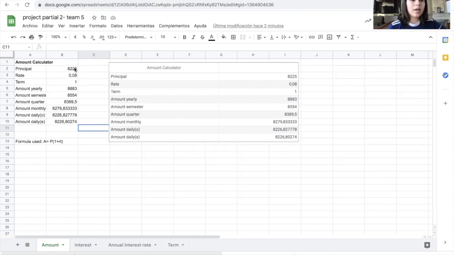So for example, let's change here a bit. We could say that our principal is now 7,655 pesos, dollars, whatever currency you're using. And we're gonna keep the rate and the term the same. And if we press enter, you can see that the values change here. And it is proven that this calculator is working and that it is giving correct results. Now we're gonna explain the interest calculator.